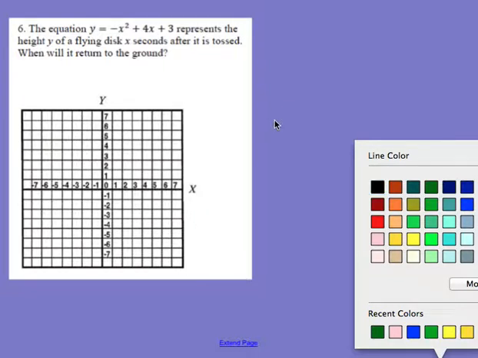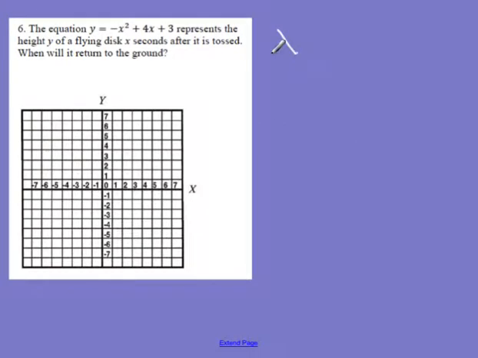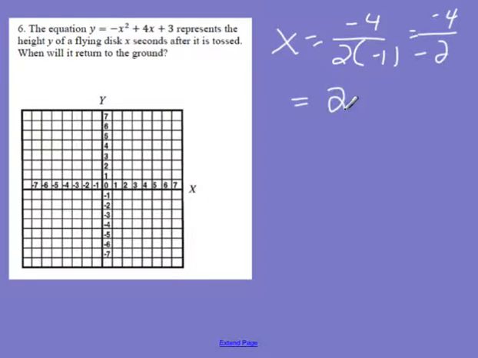So the first thing I need to do to graph this is to find the vertex. So x is equal to the opposite of b over 2 times a. Then we have negative 4 over negative 2, and that's going to give us 2. So then we get that x is equal to 2. So we have y is equal to negative, and then remember that negative goes on the outside of the parentheses because it's in the original problem, plus 4 times 2 plus 3.